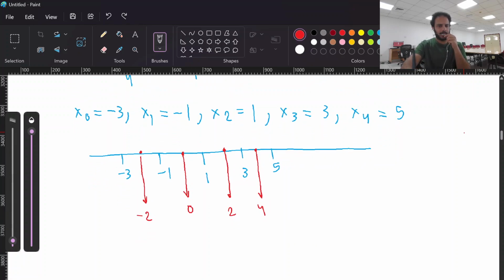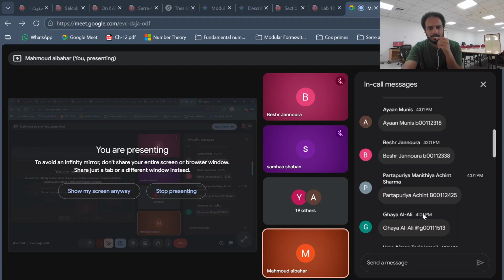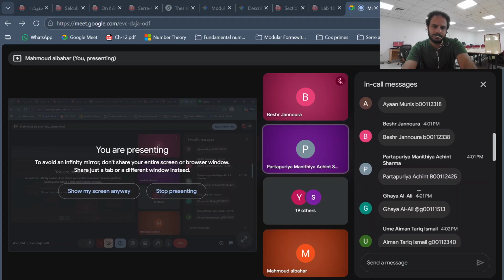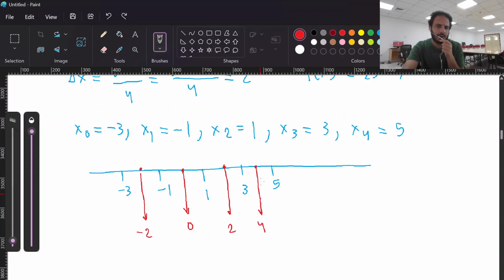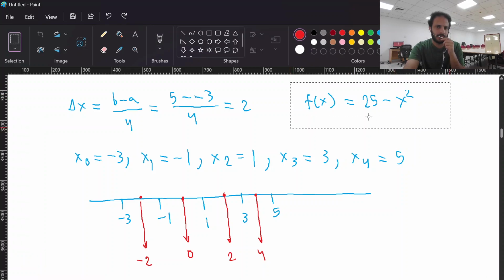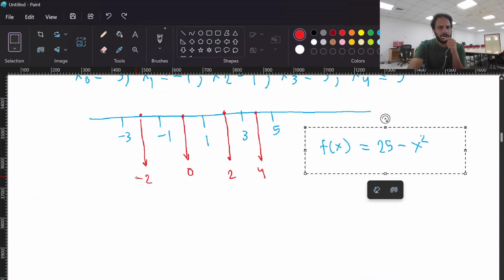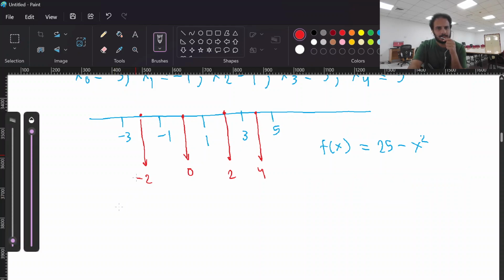Now I will show you the function, and you help me calculate the images. Help me with just the first one. f of minus 2 is 25 minus 4. Oh, sorry, 21, right? Yeah, 21. Thank you.